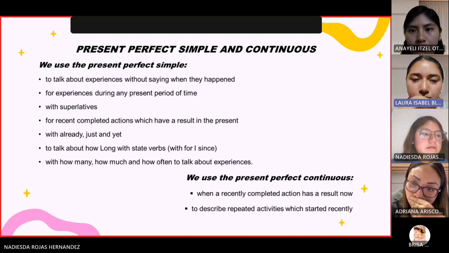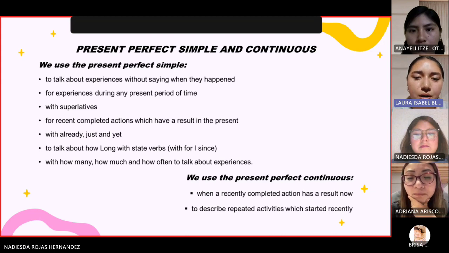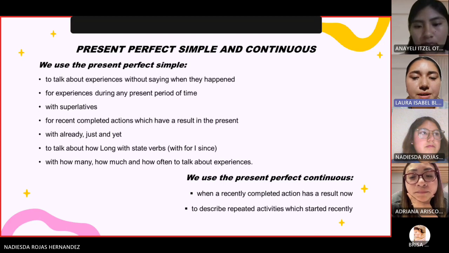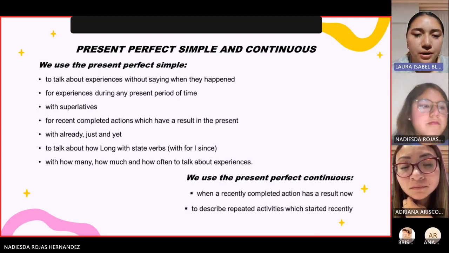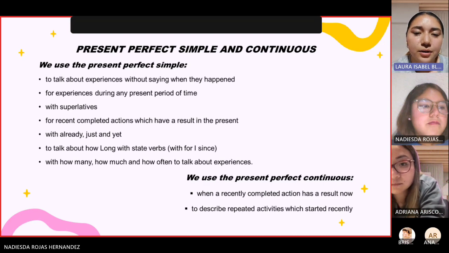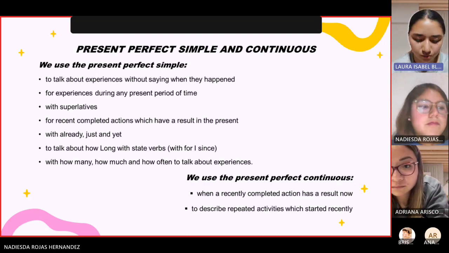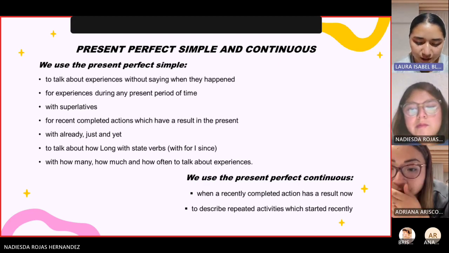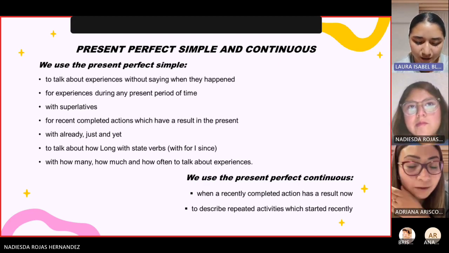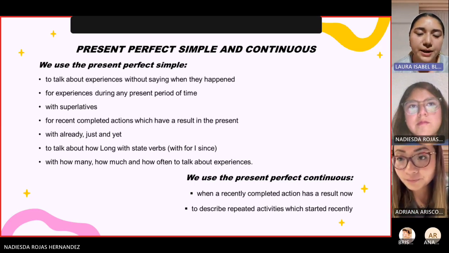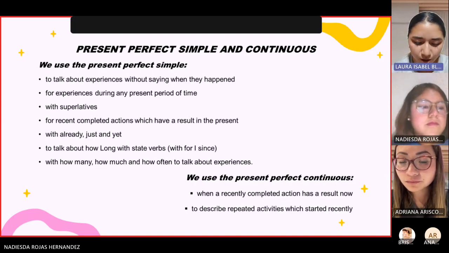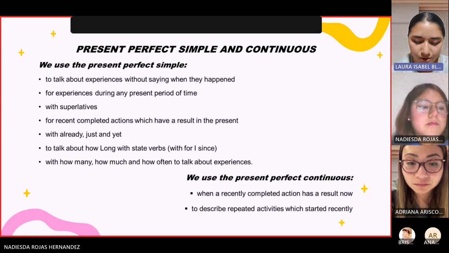With how many, how much, and how often, we talk about experiences. We use the present perfect continuous when a recently completed action has a result now. For example, she is tired because she's been training hard. To describe repeated activities which started recently. For example, I have been going to the gym a lot recently.